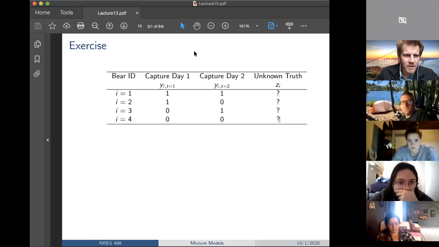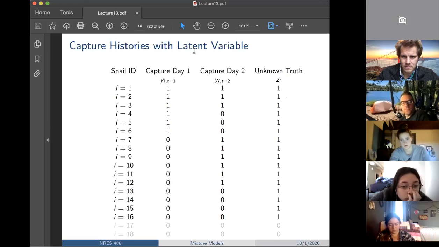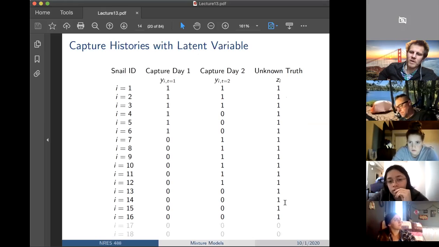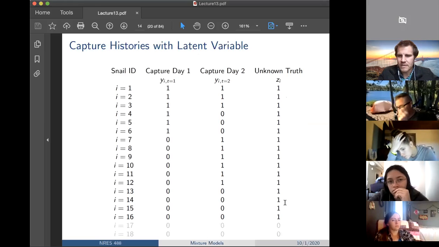Any other questions about that? Thank you, Matthew. Yeah, if you go back to the previous slide, 15 and 16 both have 0 and 0, but then the unknown truth is 1. Yeah. So in this case, that's a good point. Let me clarify. I see where that was confusing.